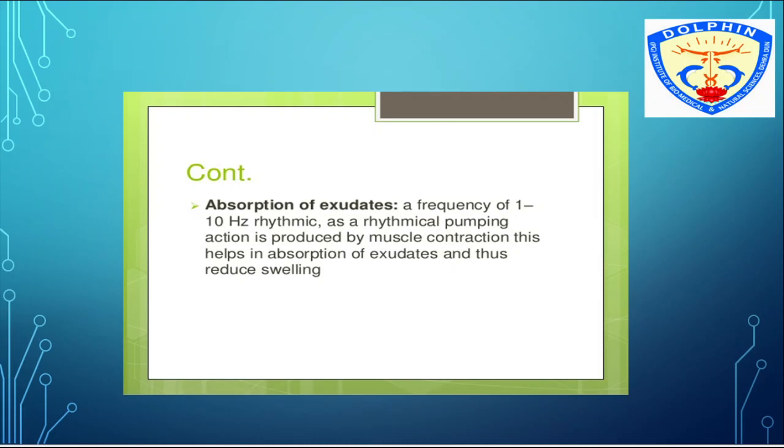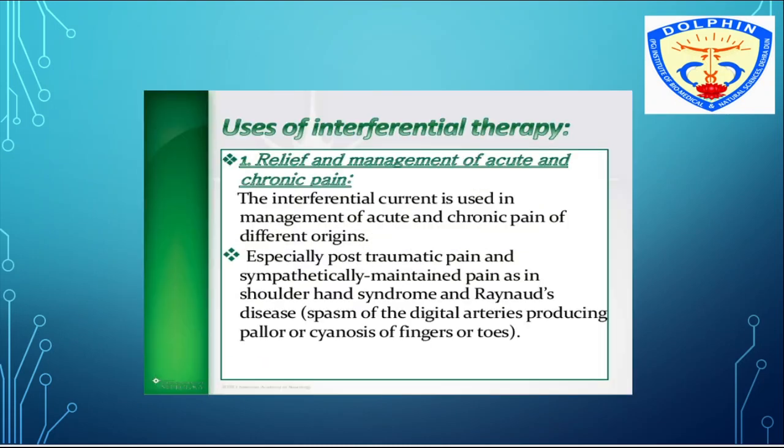And then next, the main use of interferential therapy is that it is effective for the relief and management of acute and chronic pain. As we know, this is very effective for pain, as interferential therapy is used in the management of acute and chronic pains after post-traumatic injuries, especially sympathetically maintained pain, as in shoulder hand syndrome or Raynaud's disease, when a spasm occurs and constrictions occur in the nerves, which produces pallor or cyanosis in the finger.